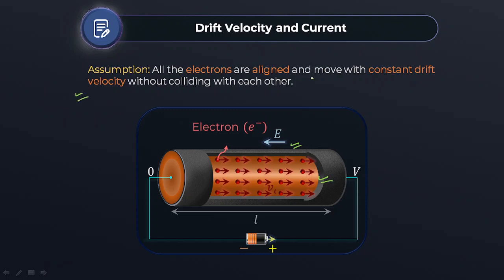So all the electrons are aligned and move with constant drift velocity without colliding with each other. An example is, we can consider a march of an army. All are moving in the same direction without any collision. Simple. This is one assumption we take.